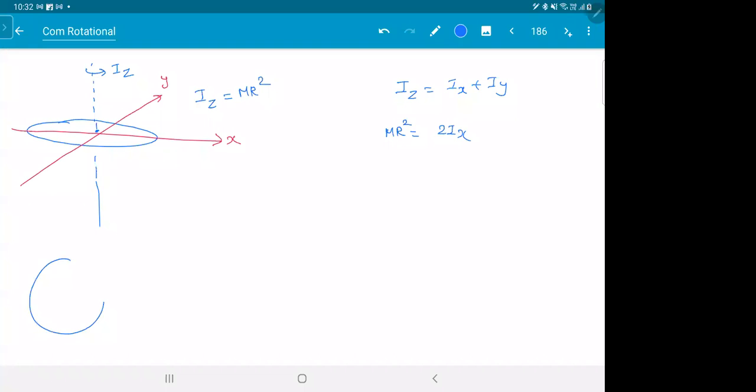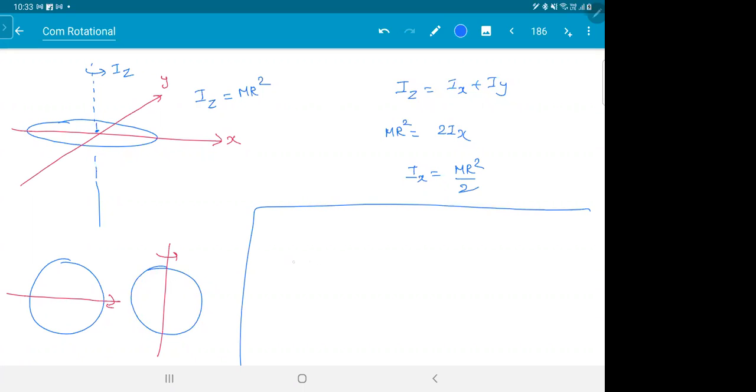See now. You can clearly see here, this is X, this is Y. If you see now, right becomes left and up becomes down. Other than that, they are quite identical. So we got Ix is equal to MR square by 2. Done. That was the first part.